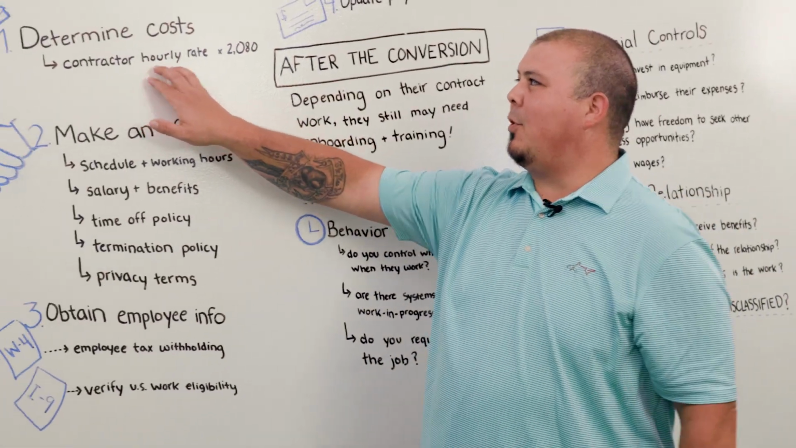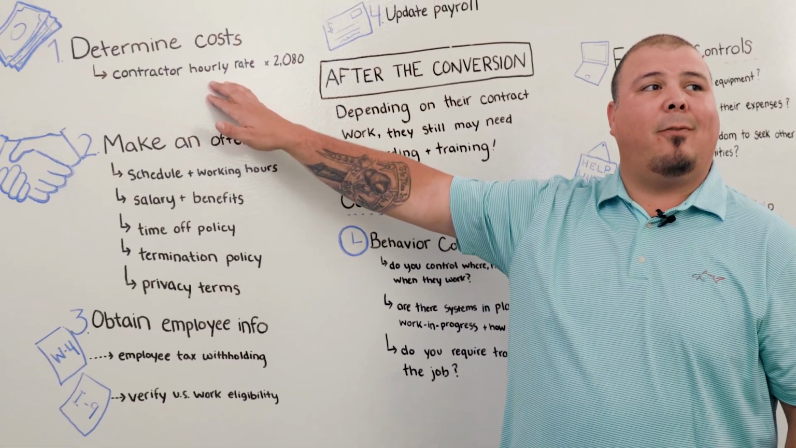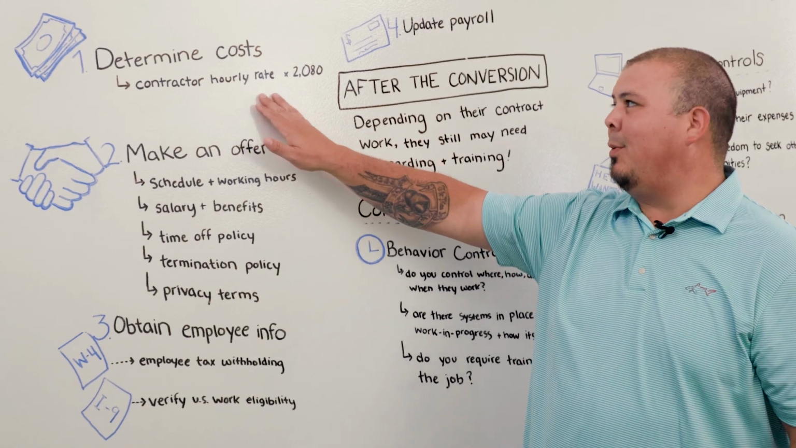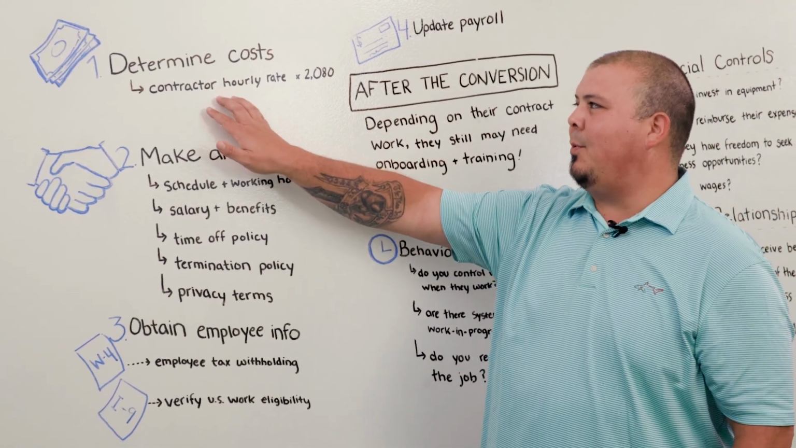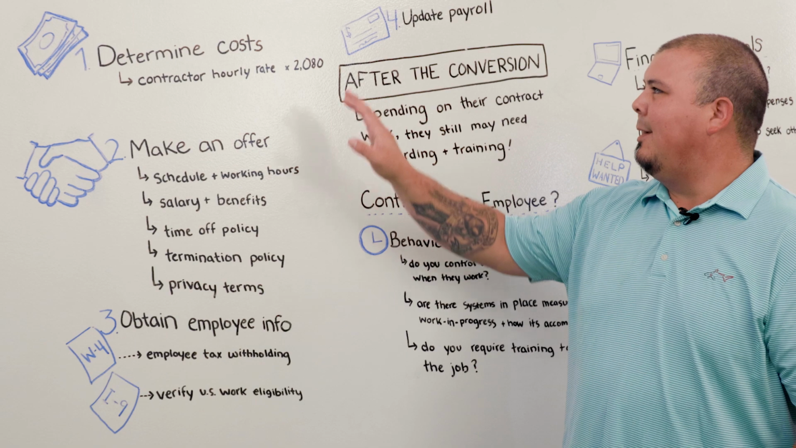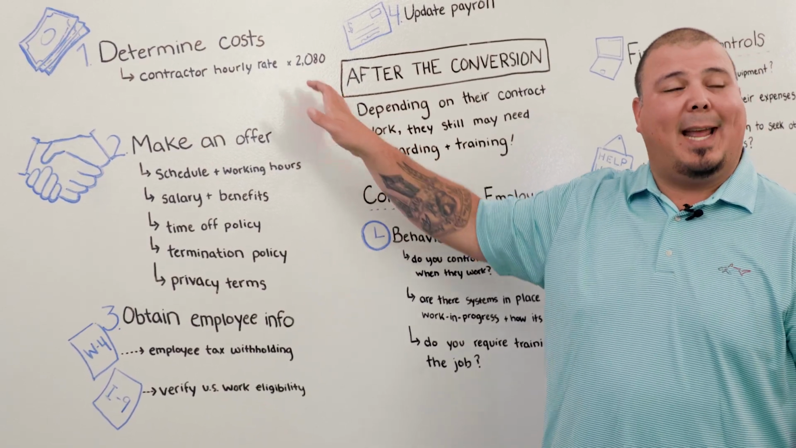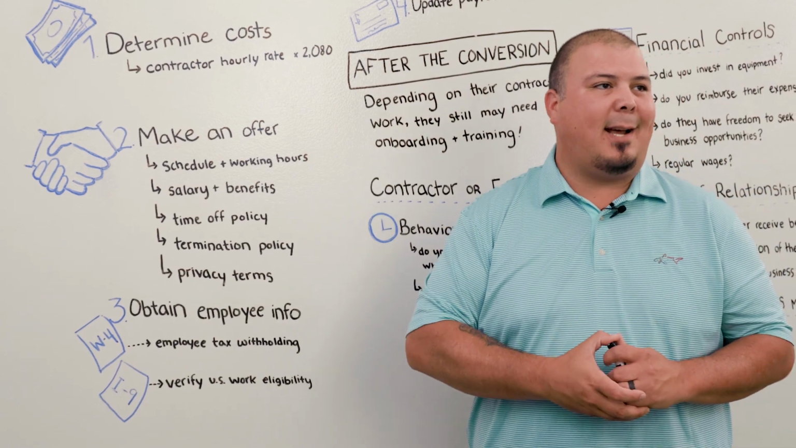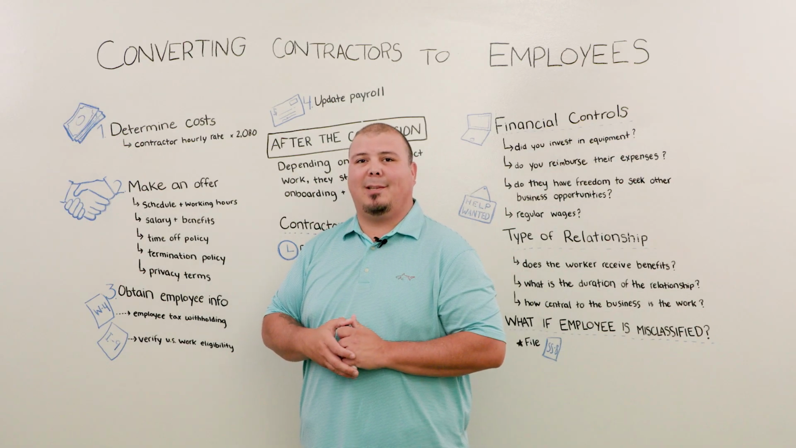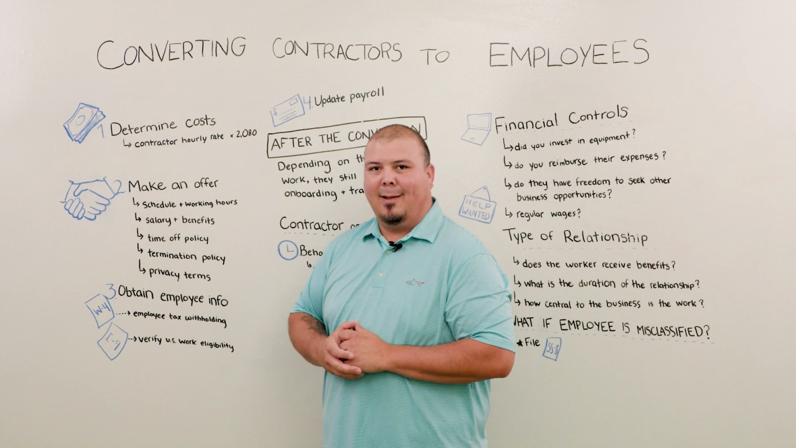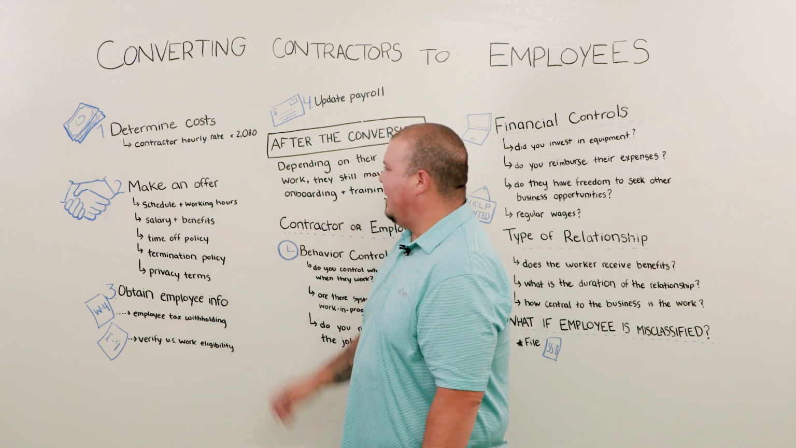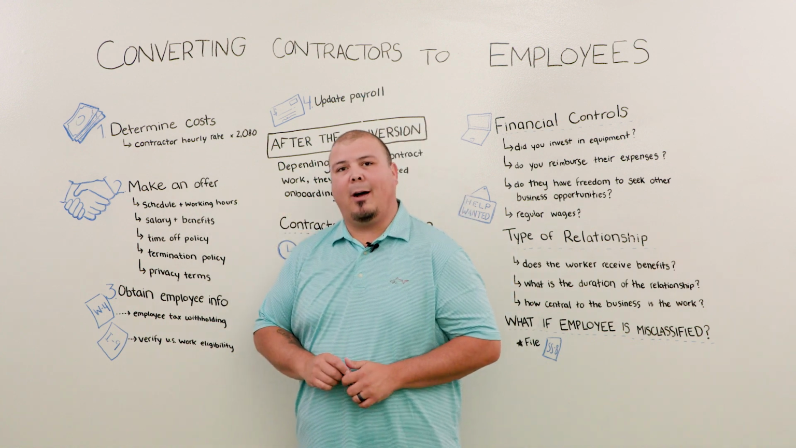First step is going to be determine your costs to make sure that you can afford to take on this contractor as the employee. Best way to do this is to look at the contractor's hourly rate, multiply it by 2,080, as that is the amount of hours the average worker works in a full year's time, and then you can look at your costs and determine if you can afford it or not. If you can afford it, of course, the next step is going to be make that contractor an offer.